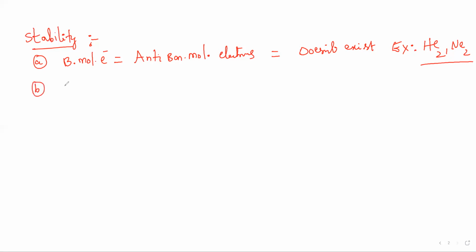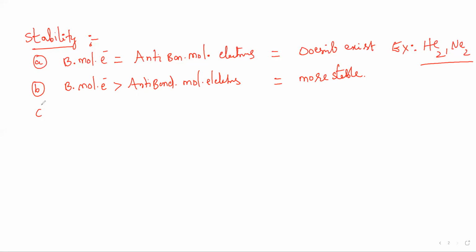Coming to case number 2, that is, bonding molecular electrons greater than anti-bonding molecular electrons, so the molecule is more stable. Basically, the bonding molecular orbitals have less energy compared to anti-bonding molecular orbitals. That's the reason the molecule becomes much more stable. Like N2, O2, all those are the examples for the second category.